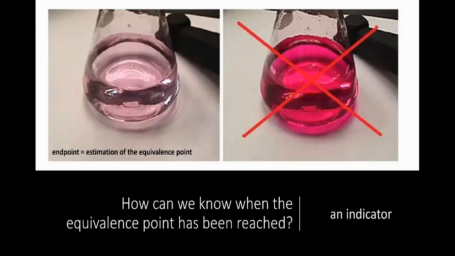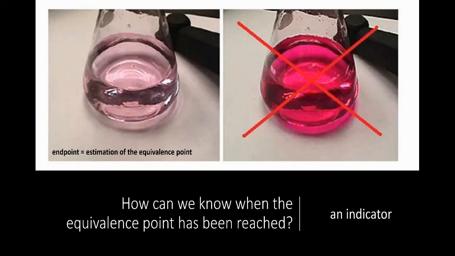Now, here's the idea. How can we know when that equivalence point has been reached, when our moles of acid are equal to the moles of base? We can't get down with our magnifying glass and count and say, oh, we have 10 acid molecules and 10 base molecules, they're equal. That won't work because they're way too small. So that's where our indicator comes into play. And what the indicator does is it shows us the end point of the reaction, which is an estimation of where that point of equivalence actually is.